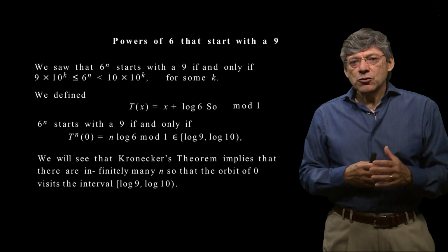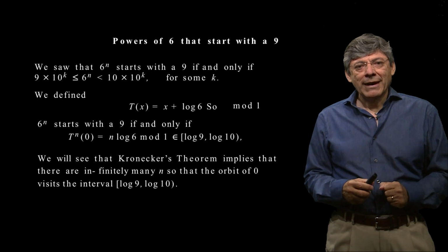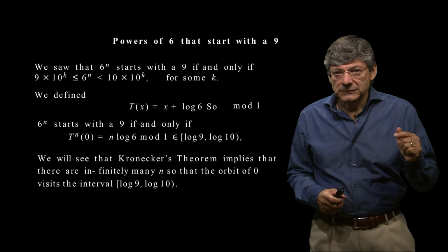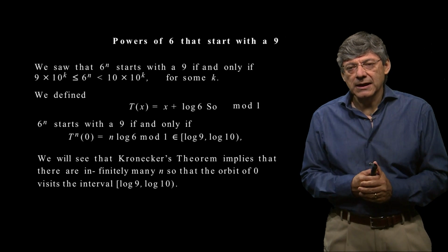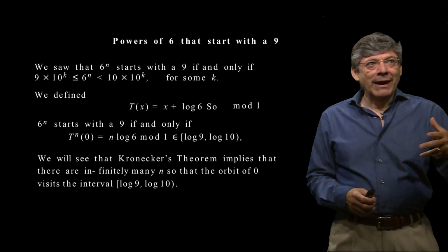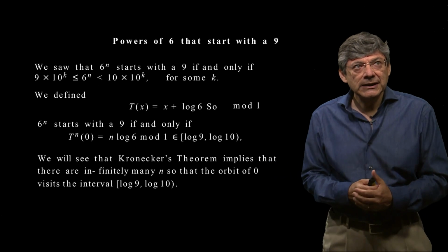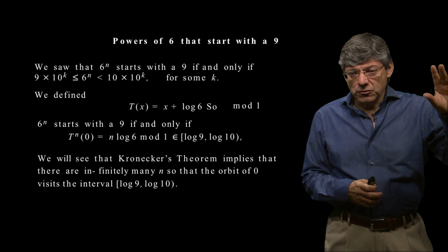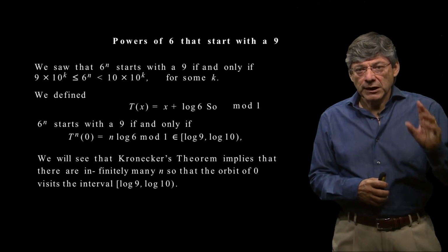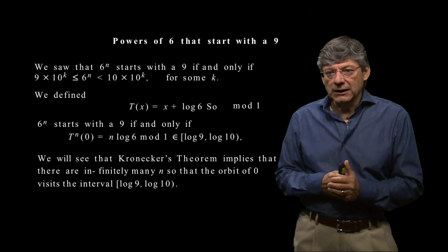We saw that 6 to the n starts with a 9 if and only if 6 to the n satisfies the inequality that it's bigger than or equal to 9 times 10 to the k and less than 10 times 10 to the k for some k. Then we took logarithms, and then we defined a transformation, which is T of x equals x plus log 6. And we saw that that is equivalent to saying that T to the n of 0, which is n log 6 mod 1, is in the interval [log 9, log 10).